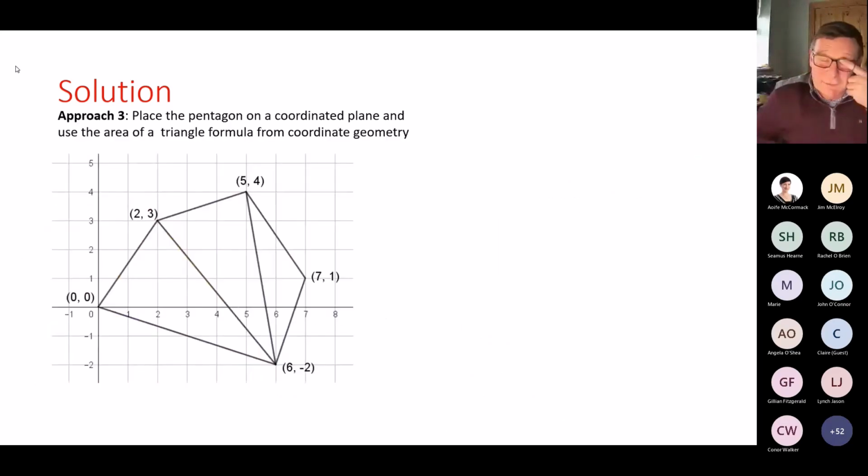Now, this one may not seem the prettiest, but at the same time, it's practice for their coordinate geometry. Okay, so we would place the pentagon on a coordinate plane and use the area of the triangle formula from coordinate geometry. So I suppose this is one where you would actually have prepared for them, because I don't think certainly the students that would struggle would get around to placing it properly on a coordinate plane. So maybe have that one ready and ask them then to fill in the coordinates, and then they're left with finding the area of 3 triangles.